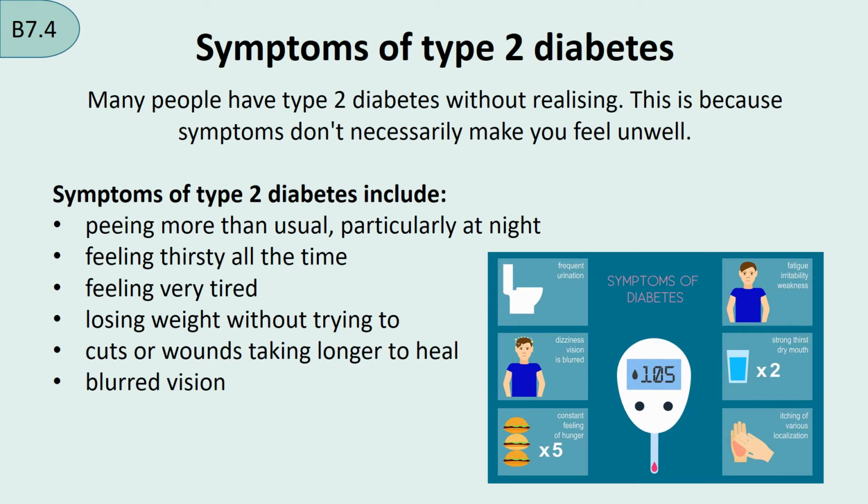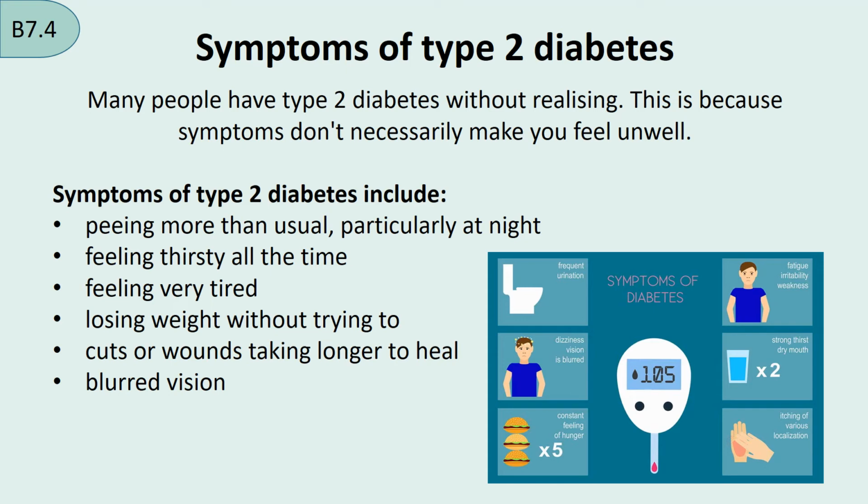Okay, so we're going to start off with the symptoms. So this can be an indicator of whether you have got type 2 diabetes or type 1 diabetes. The symptoms are very, very similar. Quite a few people have got diabetes without actually realizing that they have diabetes, and it might be because you're not obviously ill, you might just be a little tired and run down. But we've got a list here of 6 of the common symptoms for type 2 diabetes.